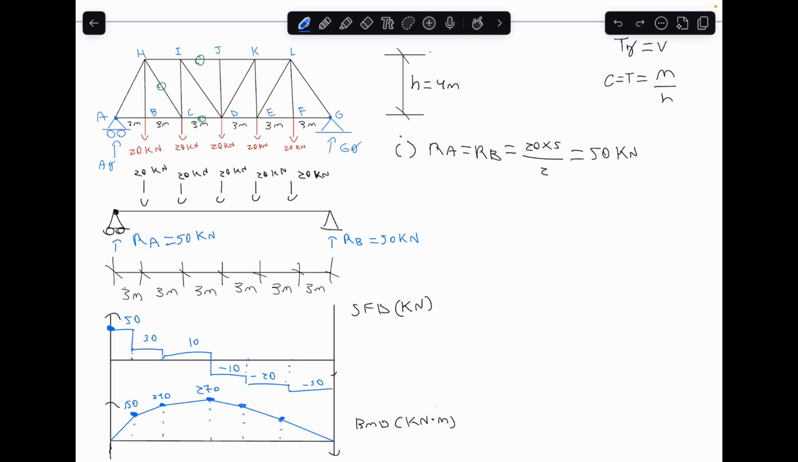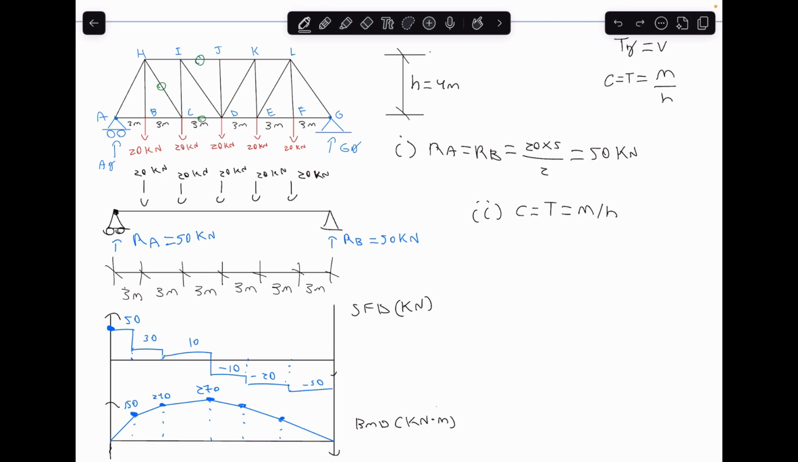So let's start with the chord forces. I'm just going to do step 2 right here. And we're going to use C is equal to T, which is compression is equal to tension. So the magnitude is going to be the same, which is equal to the moment at that location divided by the height of the truss. So I've circled the most critical chords on the truss, the ones at midspan. That's chord IJ and chord CD. So what we're going to do is find the magnitude of each of these chords using the moment at that location. So what moment do we use?